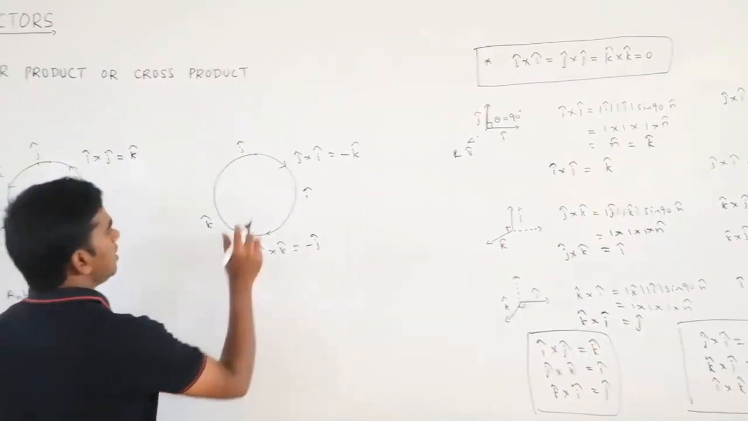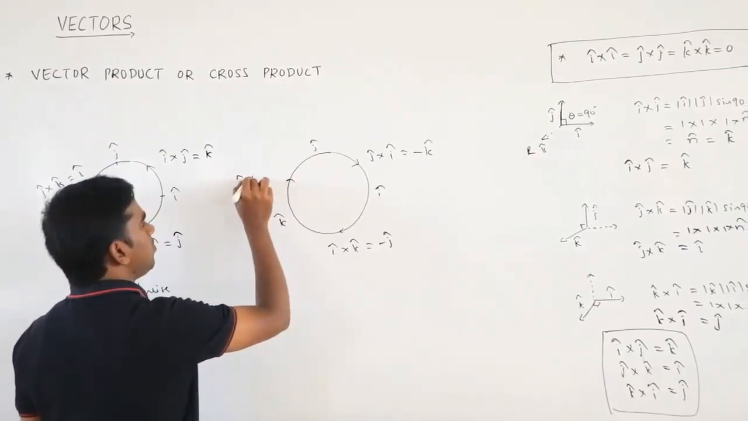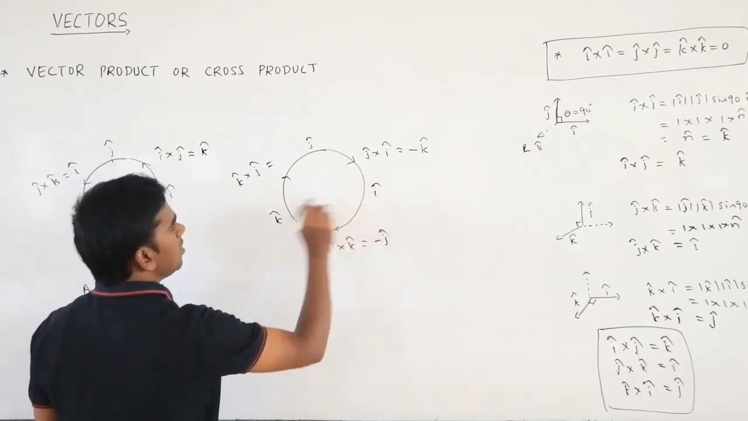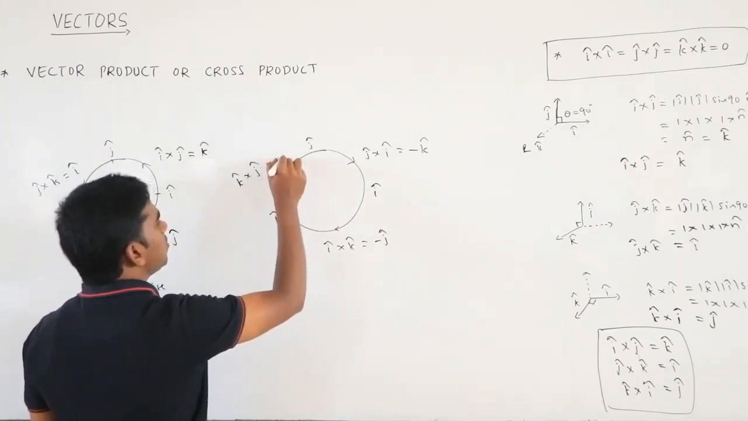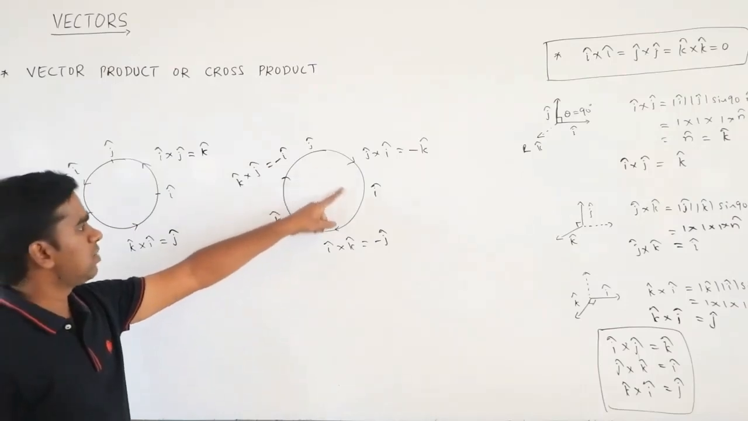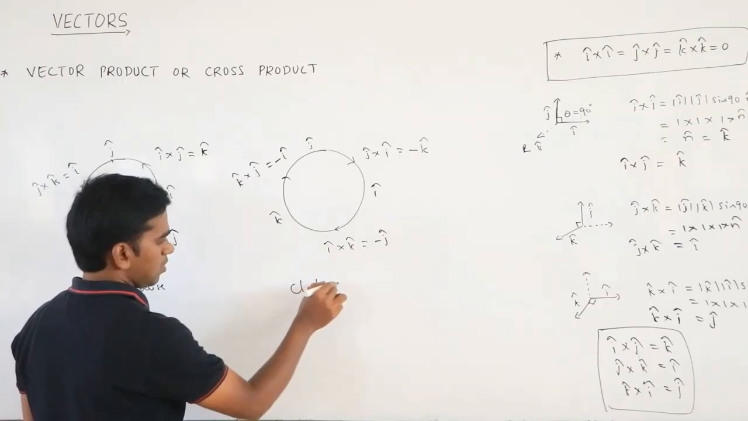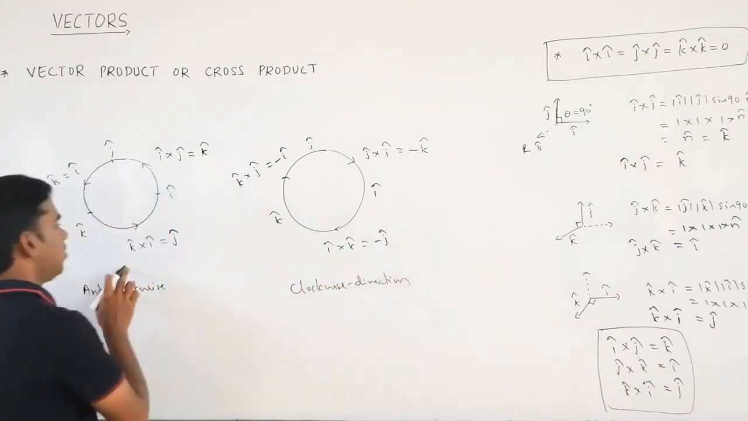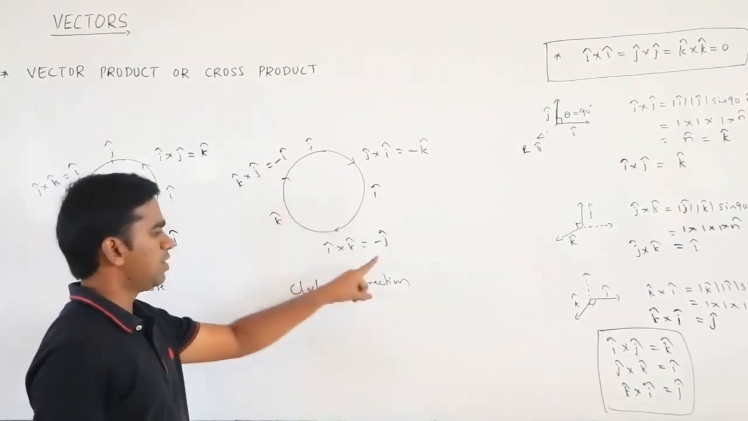Similarly here, again in the clockwise direction, k to j, k cap cross j cap equals, the opposite is i cap, but you are moving in the opposite direction from before, so this is going to be minus i cap. Here it is in the clockwise direction. So if it is in the anti-clockwise direction, you will get all positive. If it is in the clockwise direction, you will get all negative.